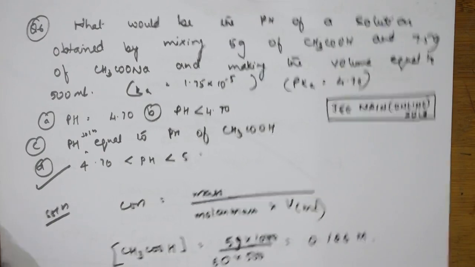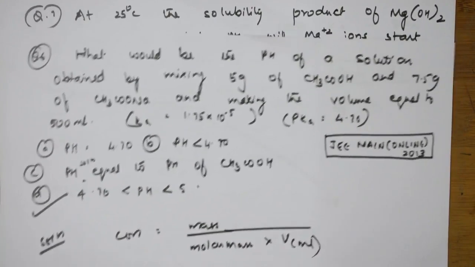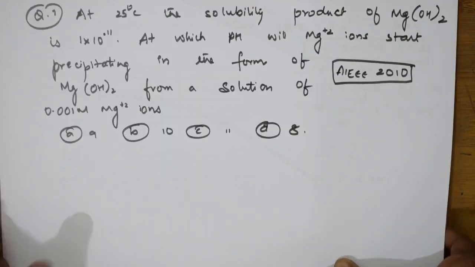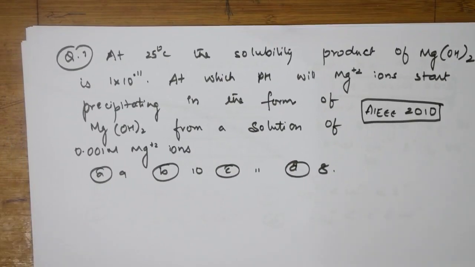Now let's come back and do one more question. So in this question, let's do this. Very interesting question it is. They've given us a 25 degree solubility product question basically. So earlier we have done solubility product formulas also. Let's read this. This is your 2010 paper.